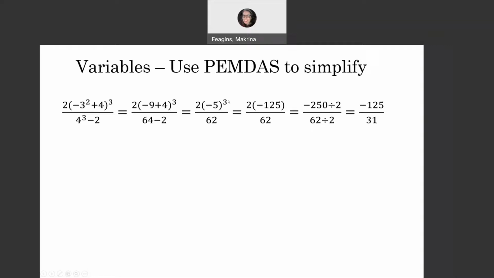And we can go ahead and now do the exponent. Negative times negative times negative gives us a negative 125 times 2 gives us a negative 250 divided by 2 will give us a negative 125.